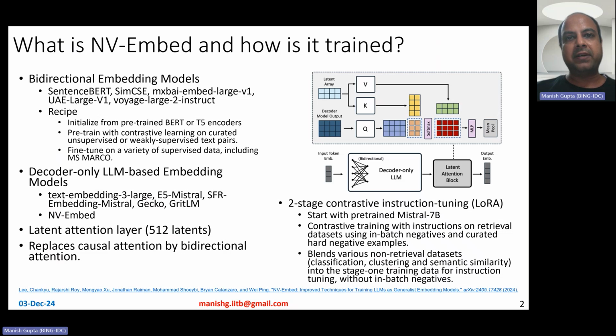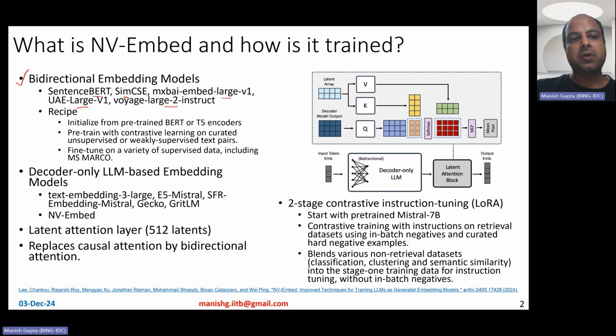And before we get there, let's try to understand and list down popular embedding models as of today. So the initial embedding models were bidirectional transformer-based models. For example, Sentence-BERT and SimCSE were BERT-based models which were fine-tuned on natural language inference datasets. More recently, people have proposed these models: MBI, Embed Large V1, UAE Large V1, Voyage Large 2 Instruct. These are popular bidirectional embedding models.